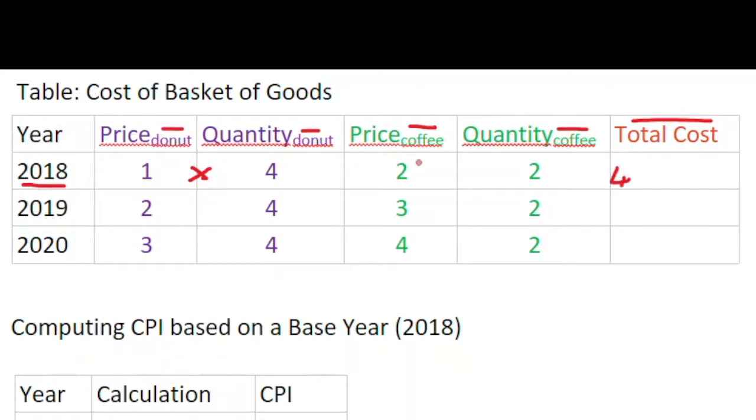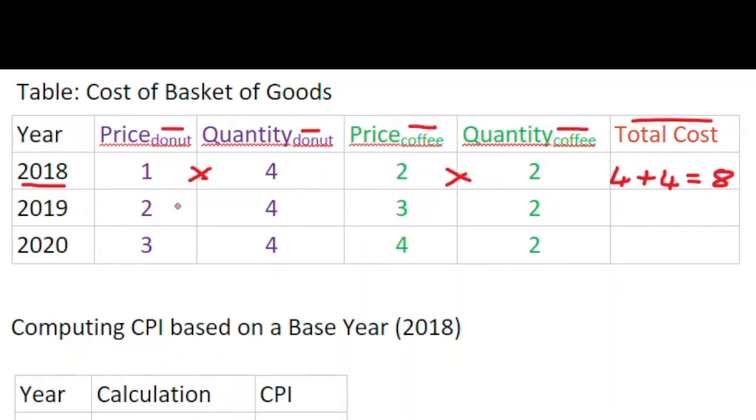And if we do the same thing for coffee, we have a price of coffee of €2. We have the quantity that are consumed of 2. If we multiply 2 by 2, we also get our 4 here. If we add them together, we get the total cost of our basket of goods, donuts and coffees for 2018. And we can continue on this process as we go down.